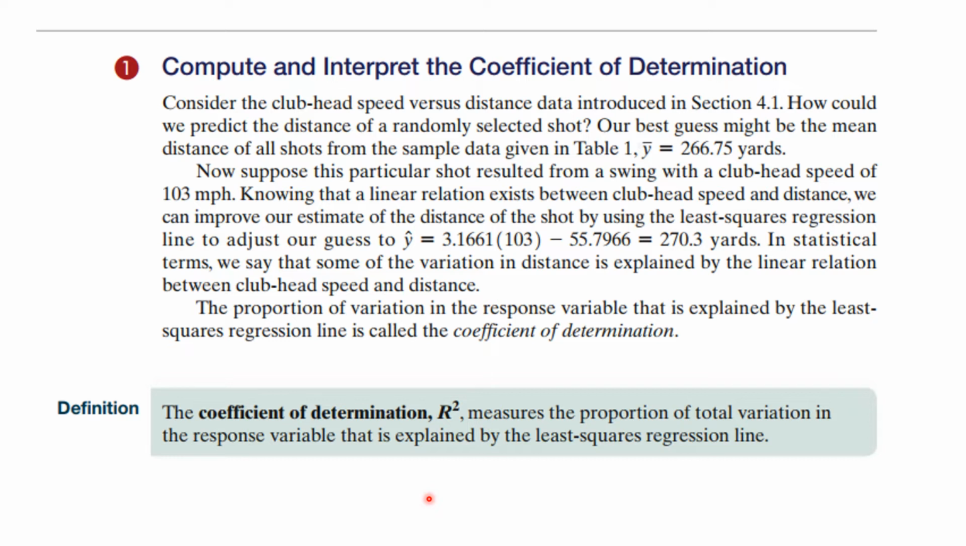We have one other parameter that we're going to be talking about, and that is called the coefficient of determination. First of all, we'll talk about what it is. The proportion of variation in the response variable, that's the y, that is explained by the least squares regression line, is called the coefficient of determination. So here's the definition then. The coefficient of determination, called capital R squared, measures the proportion of the total variation in the response variable that is explained by the least squares regression line.